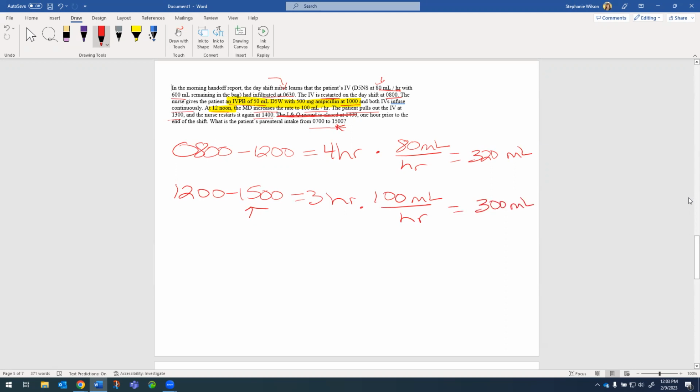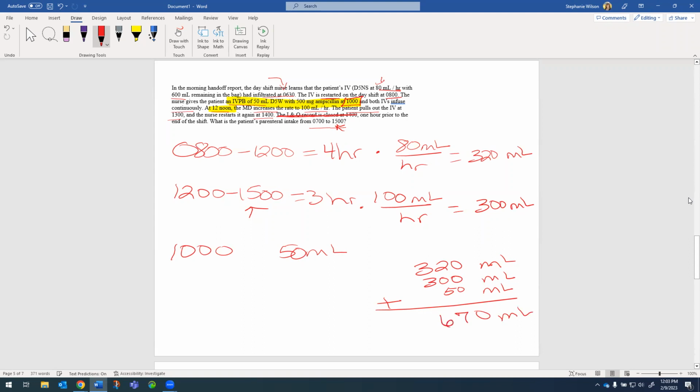All right. Now let's go back and calculate the IV piggyback. First, we've got to make sure it happened during the shift, and it did. It was at 10 a.m. And it says they gave them 50 milliliters, right? So now let's add it all up. I got 320 milliliters plus 300 milliliters plus that 50 milliliters. So my total intake for this shift is going to be 670 milliliters.